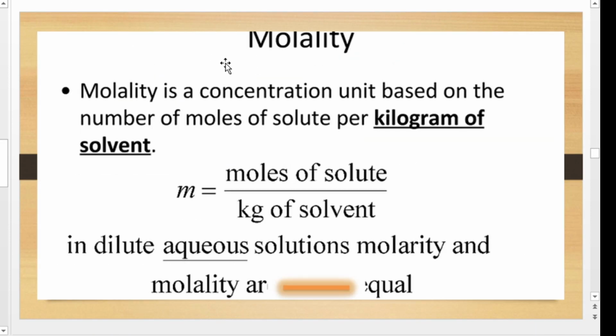A concentration term which we frequently use is molality. Now molality means amount of solute in, we have to be careful, it has to be the weight of solvent, and it has to be in kg.